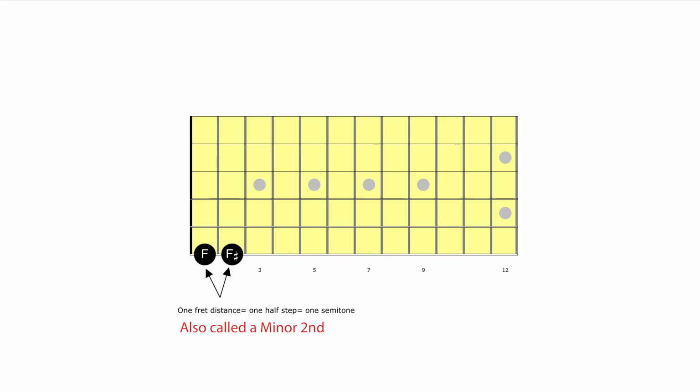So each fret, from one fret to the next, it may just be one move on the neck, but you are moving up a half of a tone or a semitone, some people call it. And this will become more clear as we go through each of these strings.